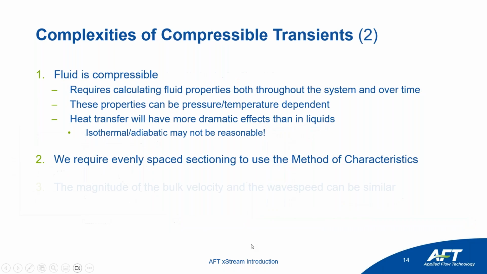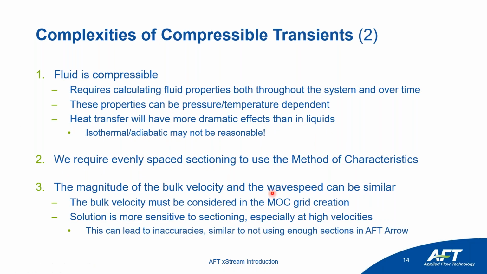So with compressible transient flow, not only are we considering this wave speed aspect, how quickly the pressure is transmitting through the system, we're also considering this bulk velocity because they're now on the same order of magnitude. That means when we look at our method of characteristics grid, when we're dividing it up to track how things are changing over time and through distance, we're also considering that bulk velocity. This also means the solution will be more sensitive to sectioning, especially at those higher velocities, because of how we've created the grid and how we have to perform these calculations.